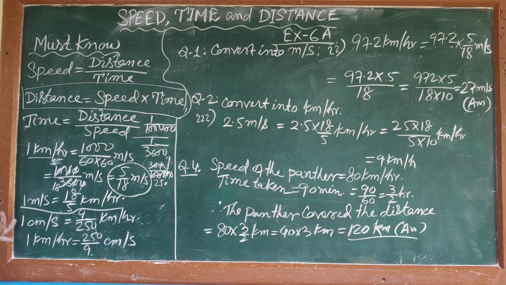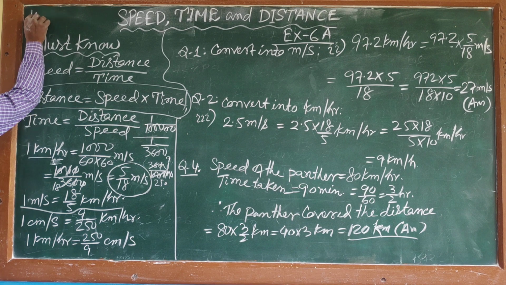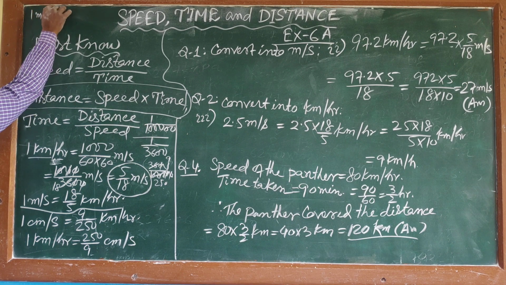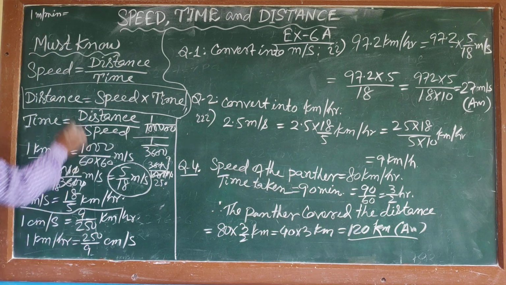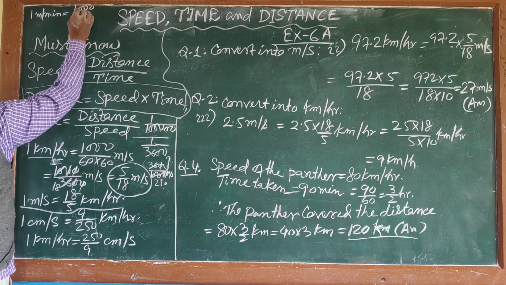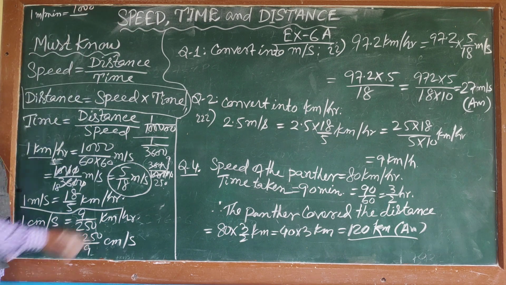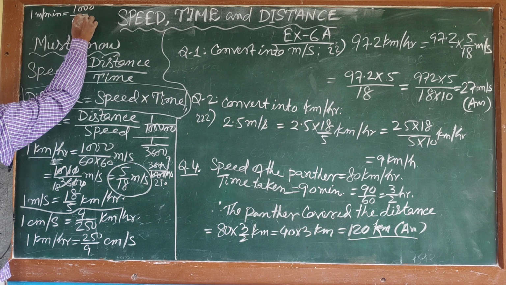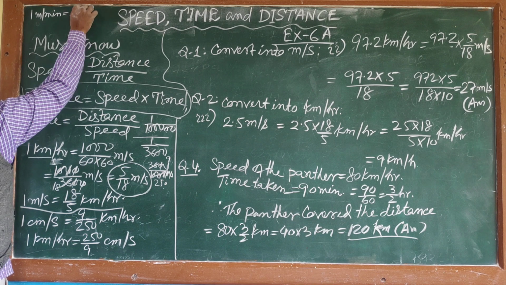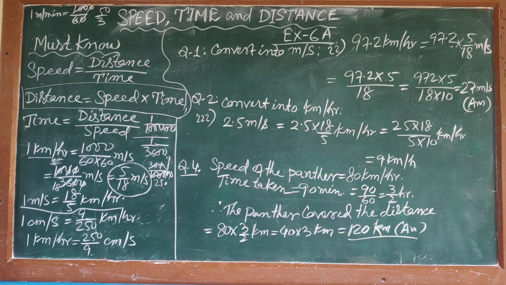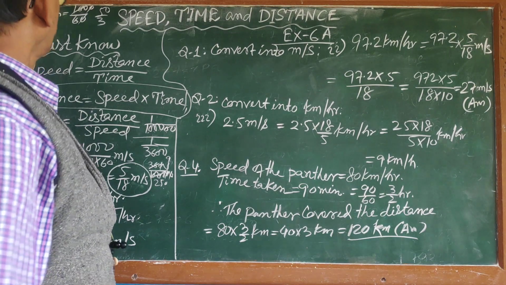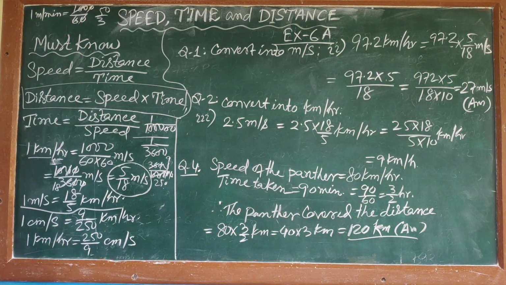You can find out meter per minute also. 1 meter per minute is equal to how much kilometer per hour? How much kilometer per 1 meter? Meter to kilometer, how much? 1000. So 1000 divided by minute to hour will become 60. Minute to hour will become 60. So if you do this, 50 by 3 kilometer per hour. 1 meter per minute is equal to 50 by 3 kilometer per hour. Conversely, 1 kilometer per hour is equal to 3 by 50 meter per minute. I hope you have understood the conversion.